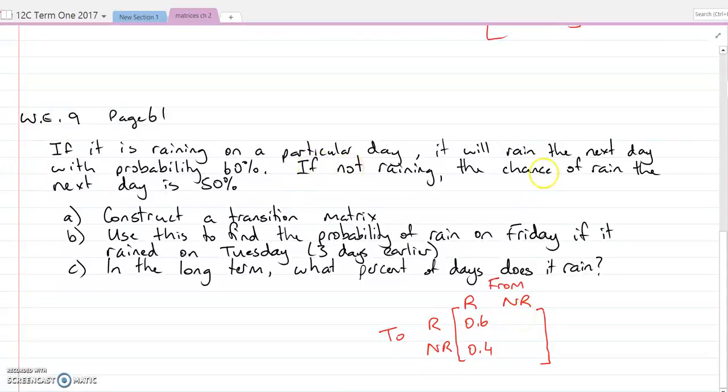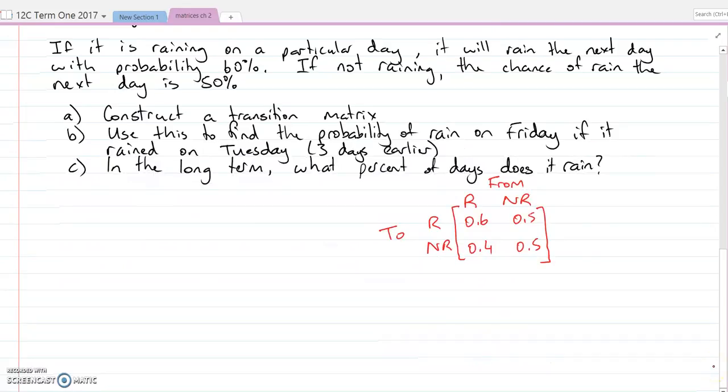Okay, from not raining, the next line means from not raining to rain. So from not raining to rain is this top one here. So that's 0.5 and that is 0.5. So that is our transition matrix. Okay, probability of rain on Friday if it rained on Tuesday. Okay, so Tuesday is our initial state. Okay, so this was the answer to A.